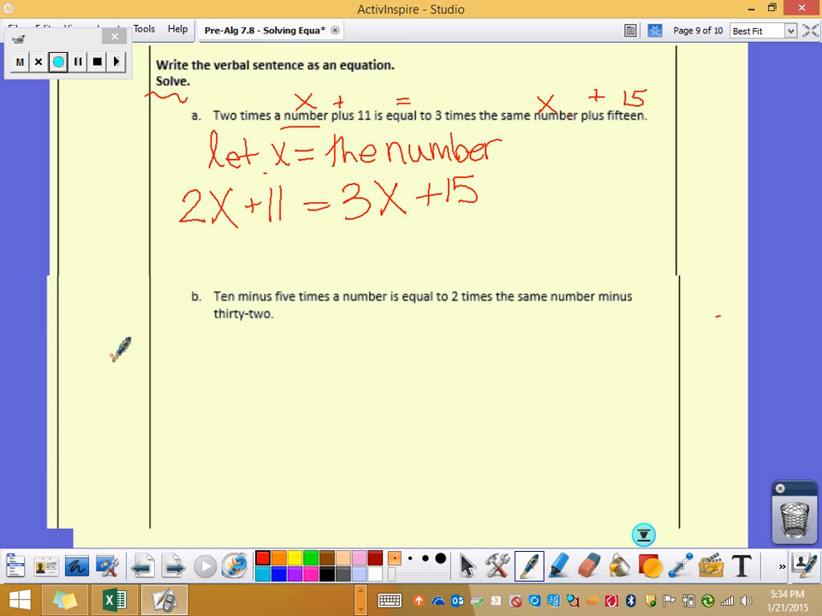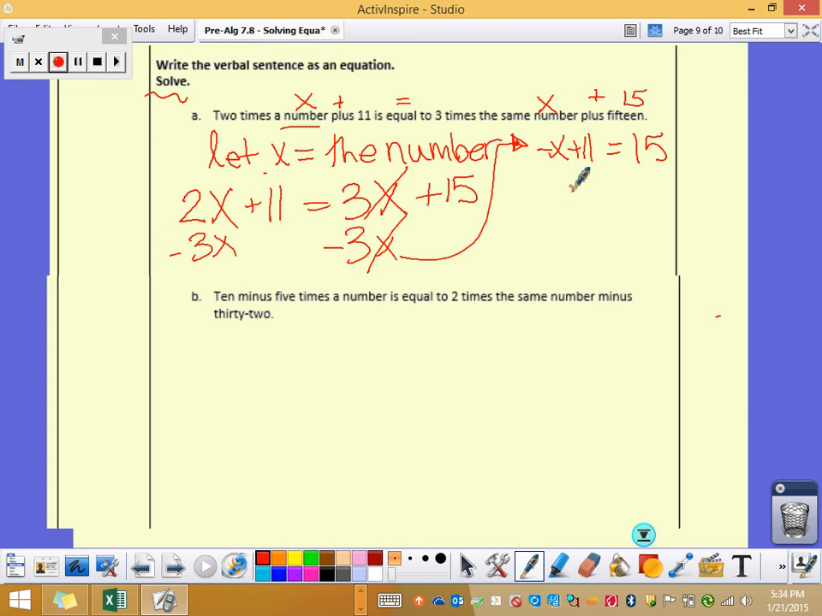Hey, we've got ourselves an equation. I think we can solve it. We don't have any like terms. We don't have the distributive property to use. So we're going to subtract 3x from both sides, get our variable to the left. 2x minus 3x is negative x plus 11, which is equal to just a 15 left on that side.